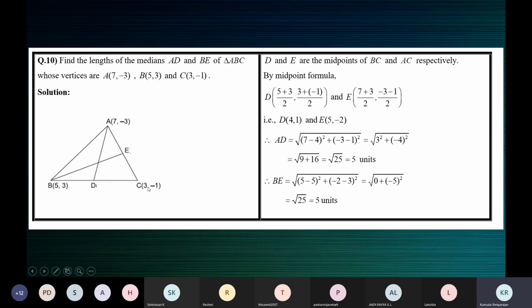So 7 plus 3. Add the x coordinates, 7 plus 3 by 2, x1 plus x2 by 2. Simply add the x coordinates and divide by 2. 7 plus 3 by 2, comma, add the y coordinates, minus 3 minus 1 by 2.